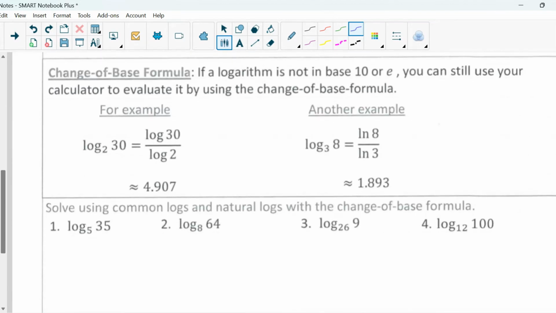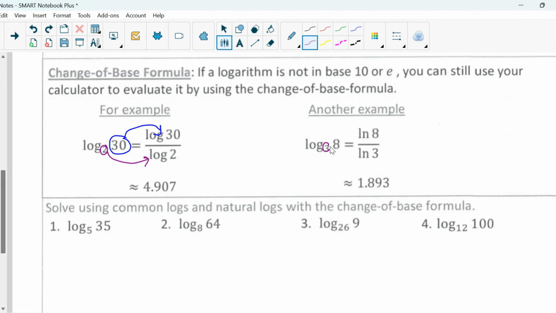So the last thing we're learning here is the change of base formula. So if a logarithm is not in base 10 or e, you can still use your calculator to evaluate them. So how you're going to do that is you are going to take your base and you are going to take the common log of that in the denominator, and then you are going to take the number you are taking the log of, and you're going to take the common log of that in your numerator.